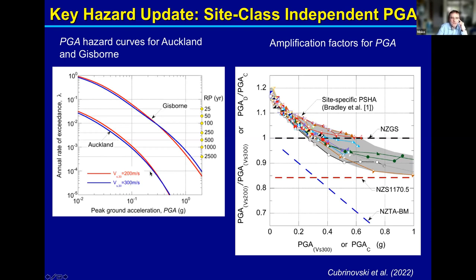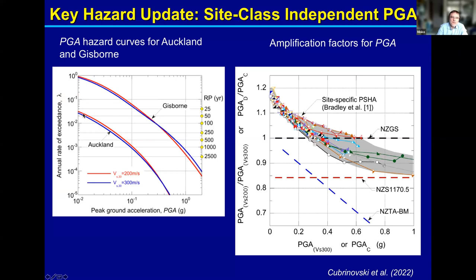And you can see hazard curves here. These are PGA hazard curves, obviously. For Auckland, the blue one is for 300 meters per second. The red one is for 200 meters per second. And then for Gisborne, you can see much higher hazard, much higher PGA values at Gisborne. But again, 2 lines, the blue is for 300 meters per second and the red is for 200 meters per second. There are some interesting observations here.